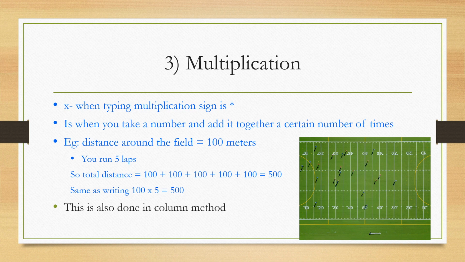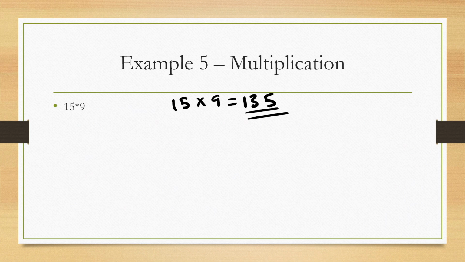This is also done through the column method, but it's a slightly different column method. Okay, let me show you. Here's example 5, multiplication. I have written the answer straight away because it's much easier to see. You're going to do 15 multiplied by 9. 15 is the first number and 9 is the second number. The same as before, you write 15 on top, 9 at the bottom, put the multiplication cross sign, and put the equal line underneath.